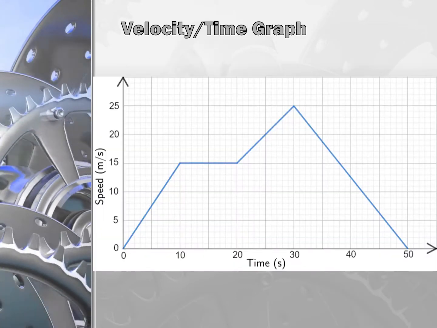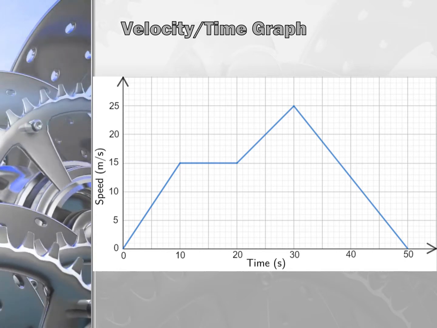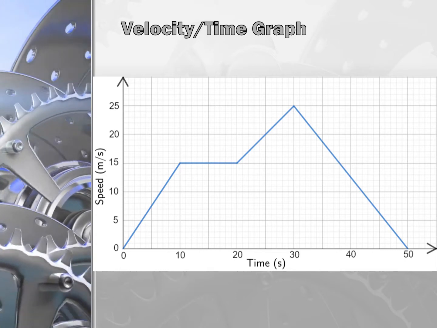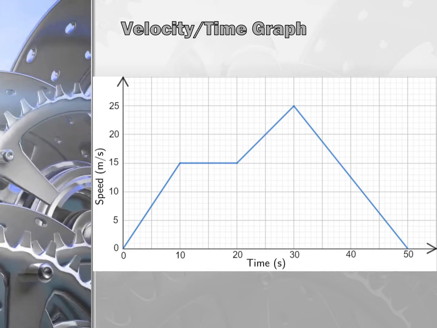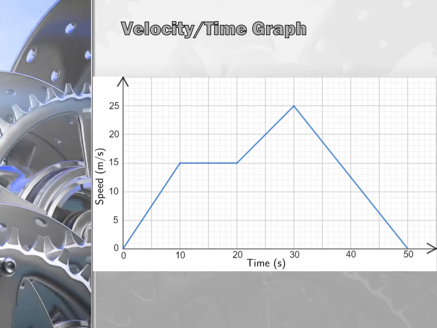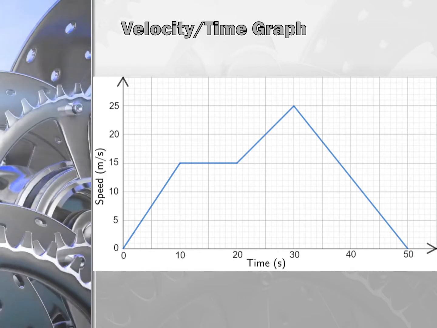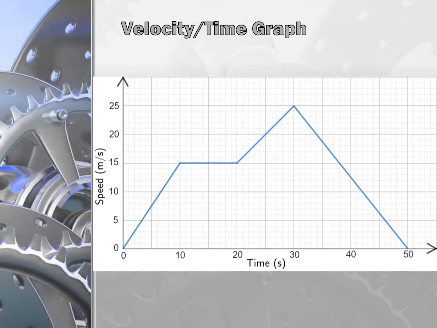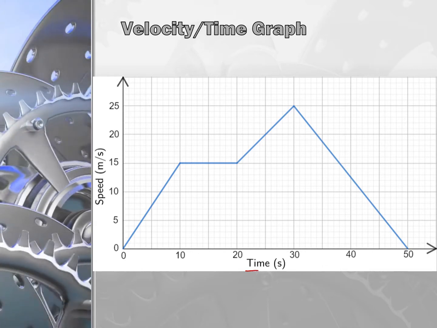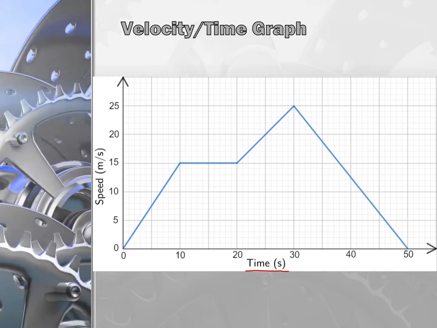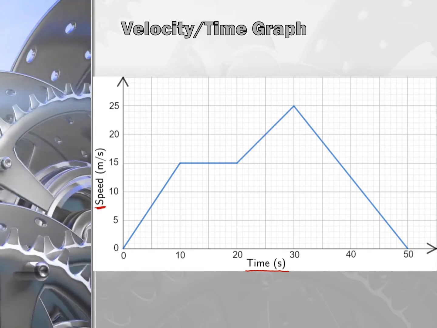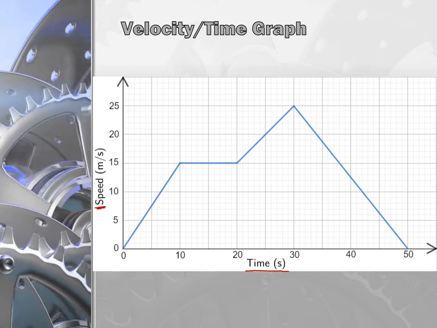Next, we're going to take a look at a velocity time graph. Now, do not confuse this with a distance time graph. They're both showing very different things, and the lines are going to mean very different things. So always look carefully at the axes. The velocity time graph will plot the time on the x-axis and the speed or velocity on the y-axis. So this is a velocity time graph.